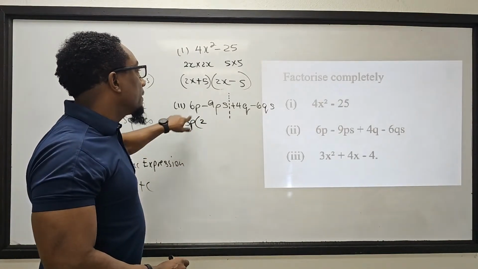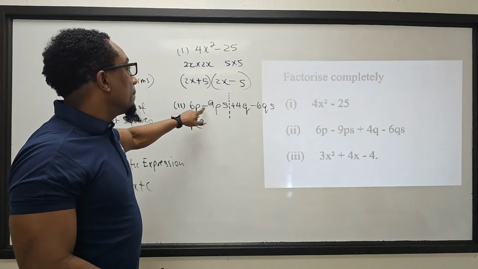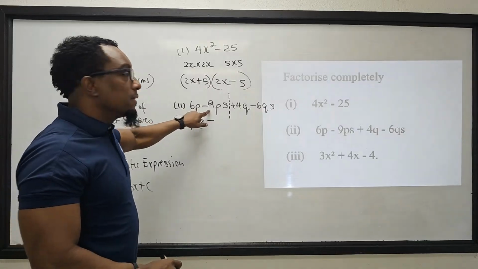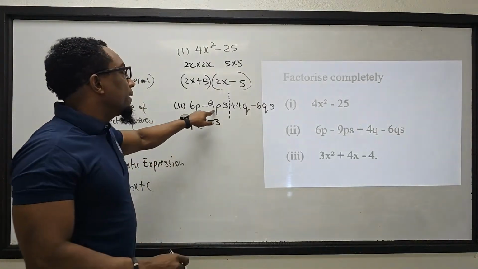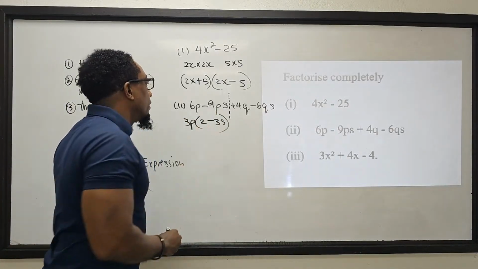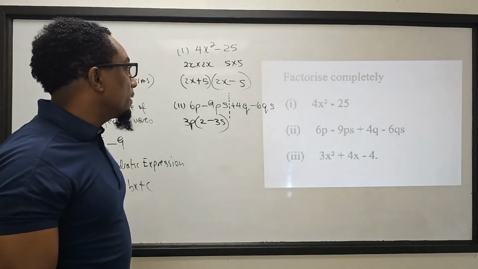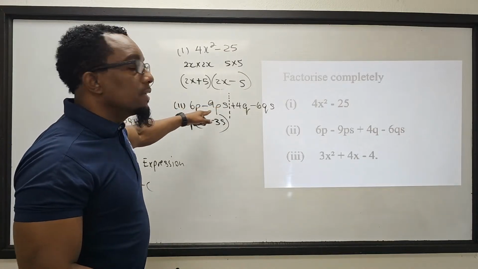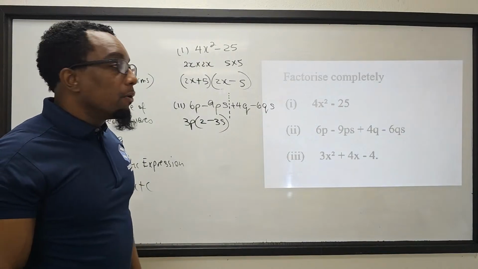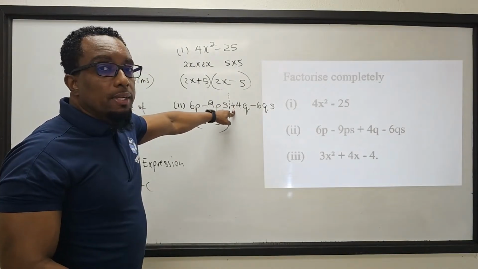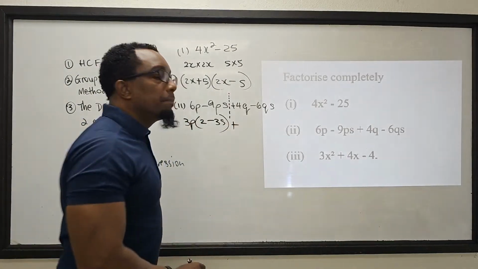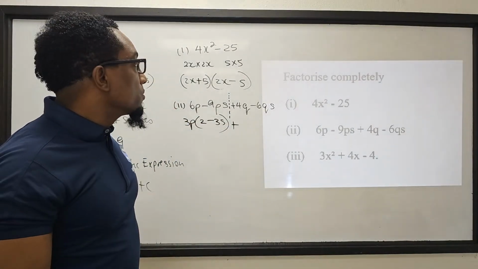Let me divide 3p into negative 9ps. A minus divided by a plus is a minus. 3 divided into 9 is 3. P divided into itself is 1, and I'm left with s. So 3p and in brackets 2 minus 3s is factorizing this first pair. Let me factorize my second pair. Always remember, the sign controlling the first term of the second pair is automatically a part of the highest common factor. So what else is common?